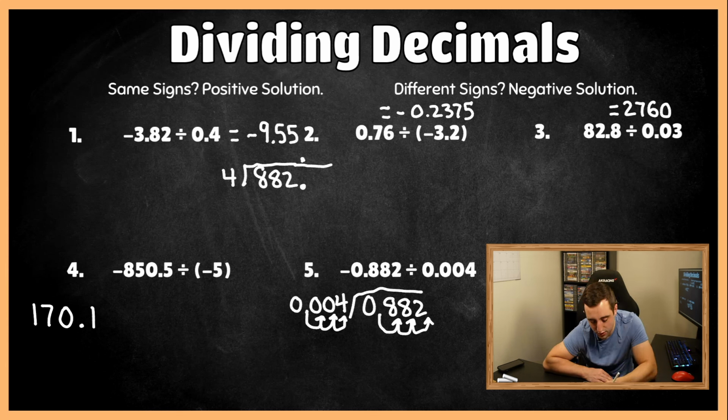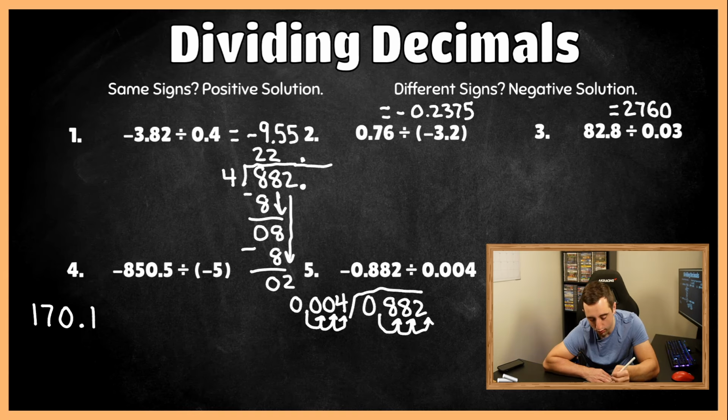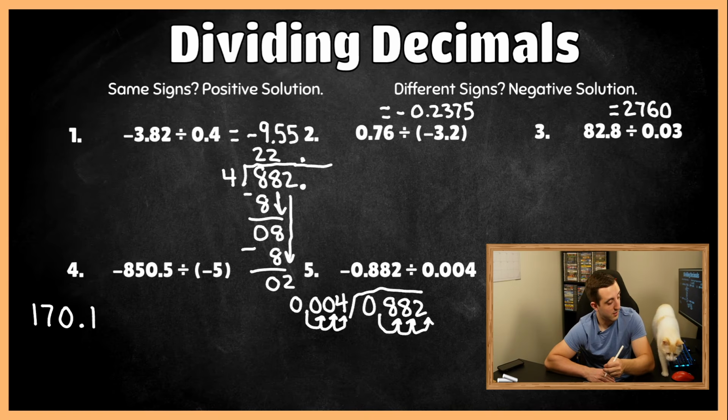Well, 4 fits into 8 2 times perfectly, so 4 times 2 is 8. We subtract, we get a remainder of 0. 4 doesn't fit into 0, so bring the 8 down. 4 fits into 8 perfectly twice once again, so we subtract, we get a remainder of 0. 4 doesn't fit into 0, so we bring down a 2. Well, 4 doesn't fit into 2.